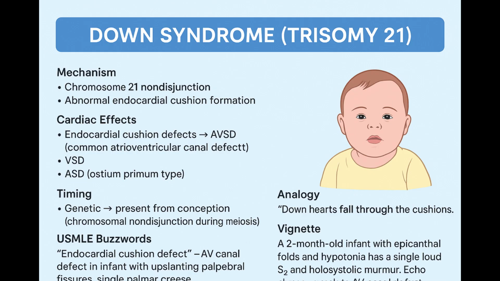So clinically, if you see an infant with the typical features of Down syndrome, the hypotonia, the facial features, plus a complex murmur, maybe holosystolic, and a mid-diastolic rumble. You strongly suspect an AVSD. You know those cushions fail dramatically during that window.